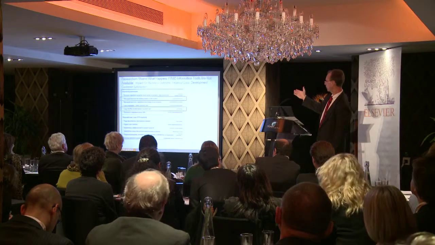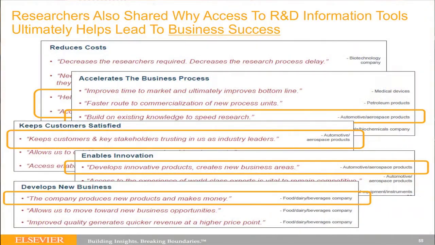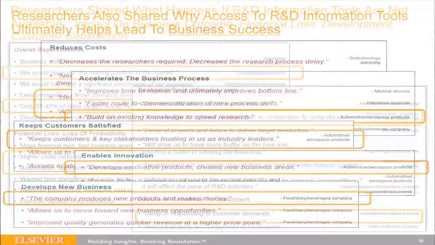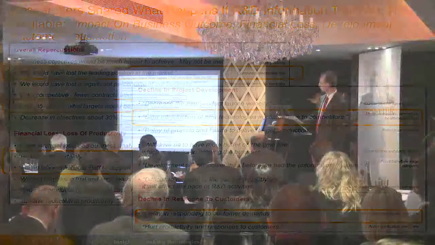And then the overall repercussions of not having these tools: we'd have lost the leading position in the market. 35% of our initial targets would not have been met. And then along the area of project development, slow introduction of new technology. Again, you can see the kind of industry. We removed the names of the companies, but you can see what kind of company they are.